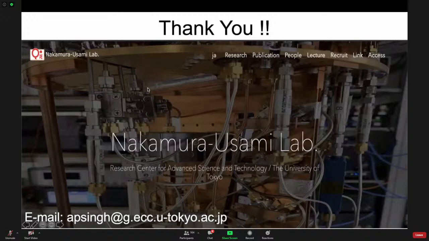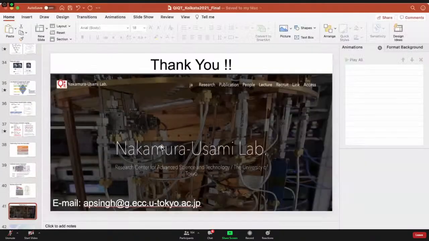Any questions from the chat box? Avinash, can you see anything? Yeah. So there is one question: how does superconductivity arise in high temperature superconductors?